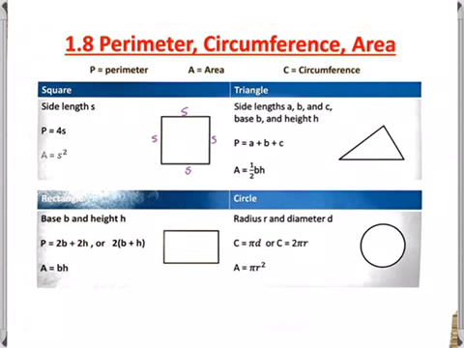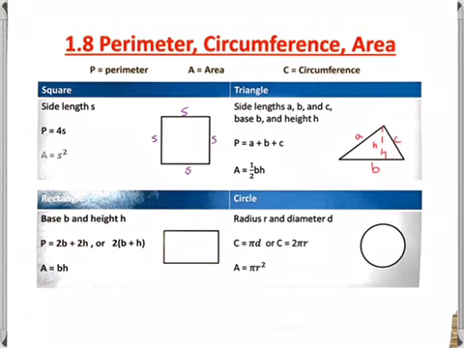The perimeter of a triangle, in this case, is found by adding up the length of all of the sides, A, B, and C. To find the area of a triangle, we take 1/2 base times height. And your height is always a perpendicular measurement to its base. So 1/2 base times height is the area of a triangle.